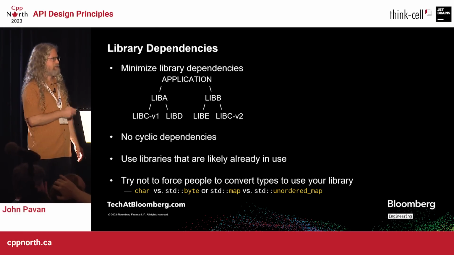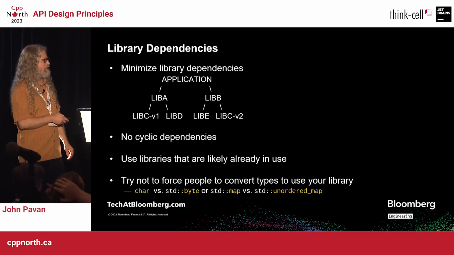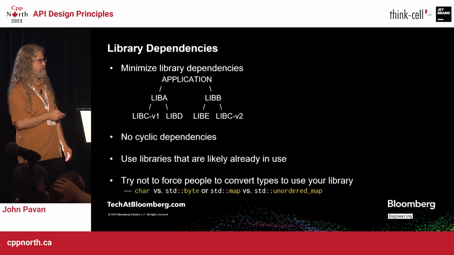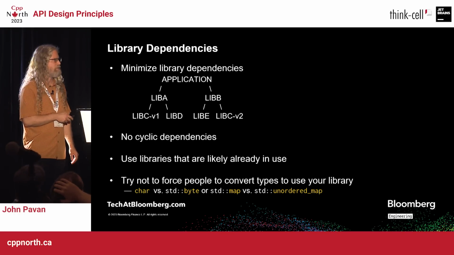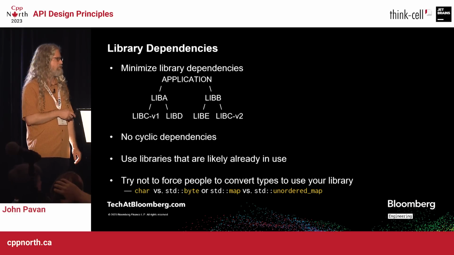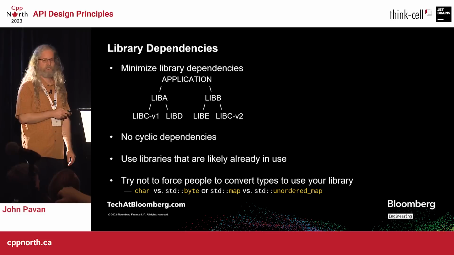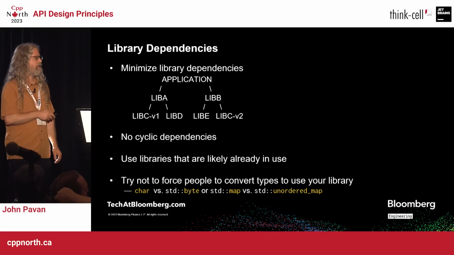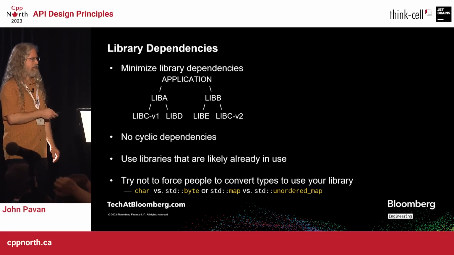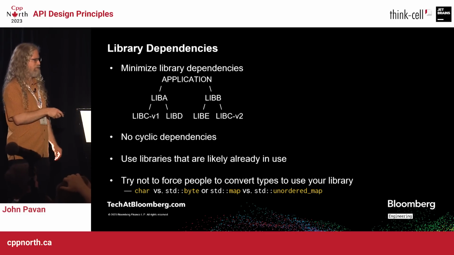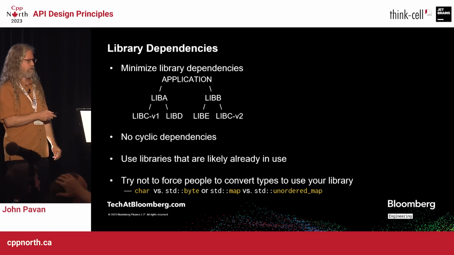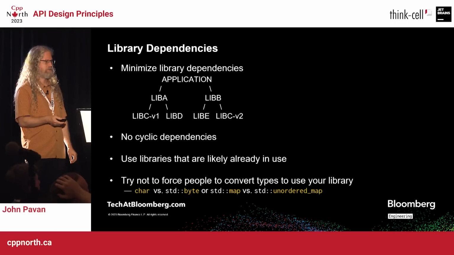For a variety of reasons, avoid cyclic dependencies. And you should try to use libraries that are already likely to be used by people that are interested in the domain that your library is trying to solve problems for. And you should try not to force people to convert types when using your library. Kind of roughly compatible types that aren't actually the same would be character versus standard byte, or a regular map versus an unordered map.